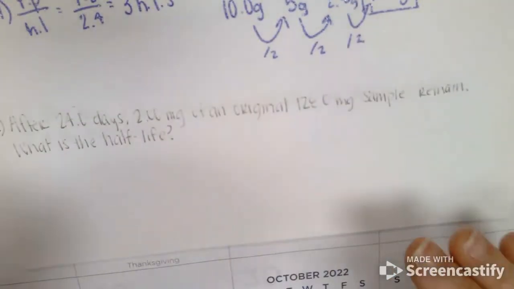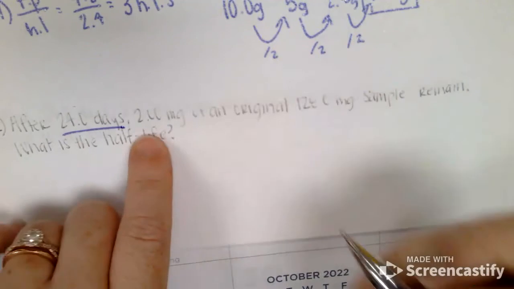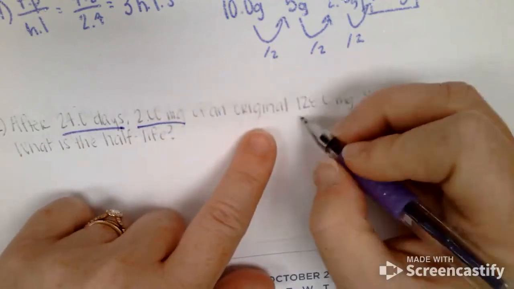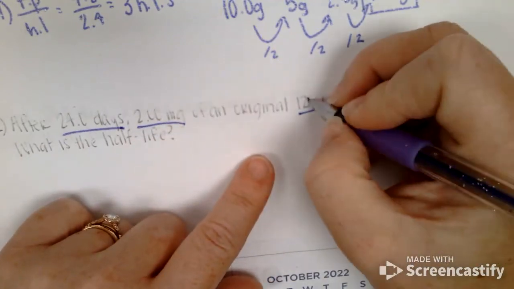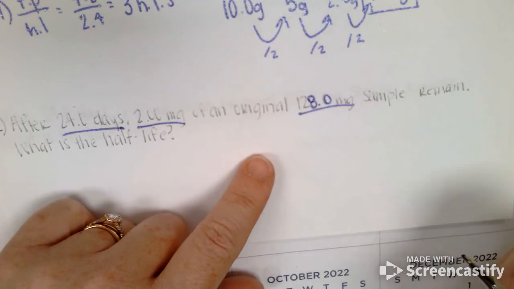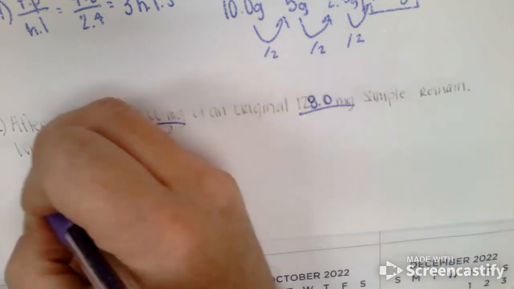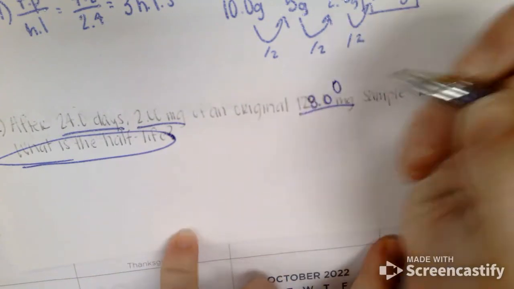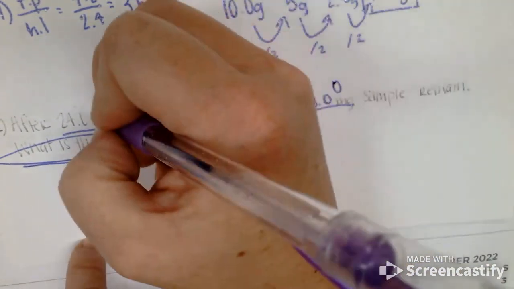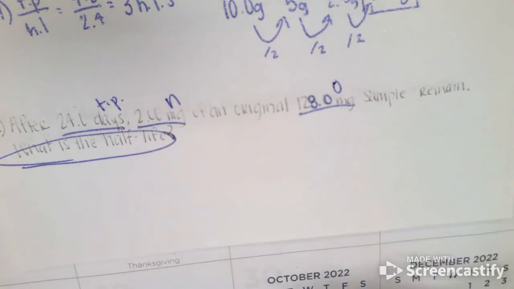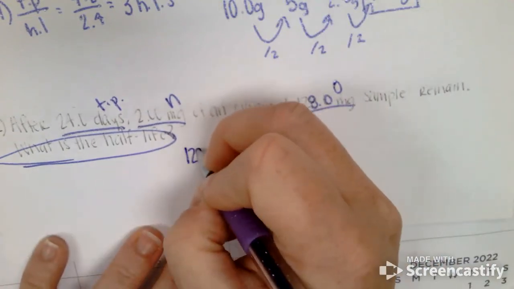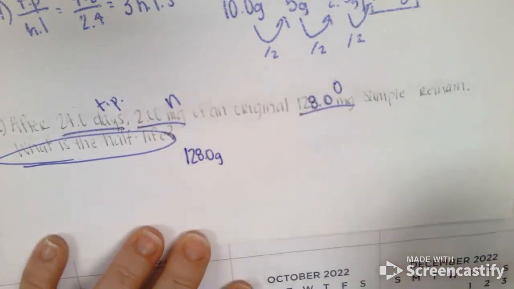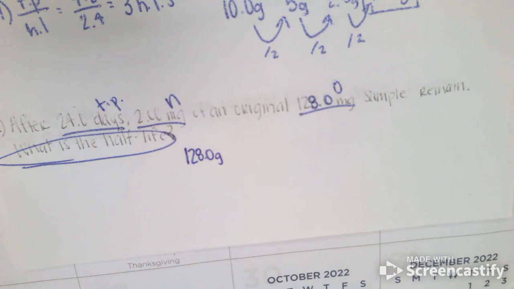There we go. After 24 days, 2 milligrams of an original 128 milligrams still remain. What is the half-life? So we're trying to figure out what the actual half-life is here, knowing the original, the new, and the time passed. So we're going to take that original amount and divide through by 2 until we get all the way down to 2 milligrams.